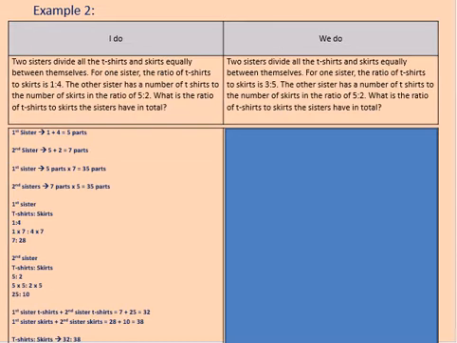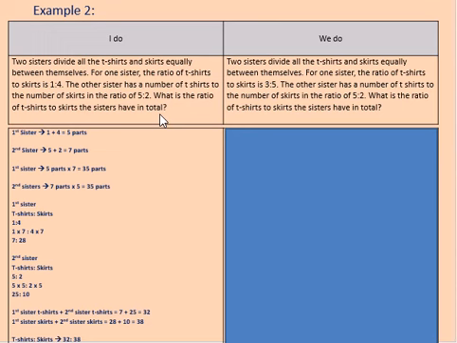Okay, so example 2, we've got an I do and a we do again. It says two sisters divide all the t-shirts and skirts equally between themselves. For one sister, the ratio of t-shirts to skirts is 1 to 4. The other sister has a number of t-shirts to skirts in the ratio 5 to 2. So what is the ratio of t-shirts to skirts the sisters have in total?